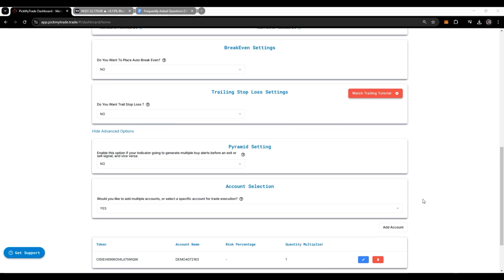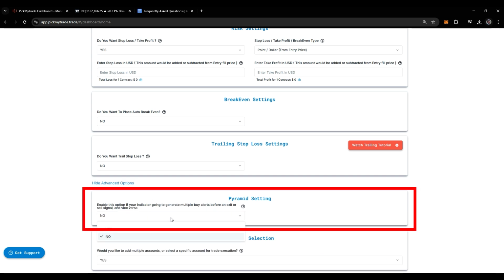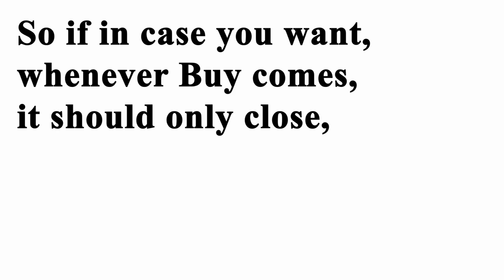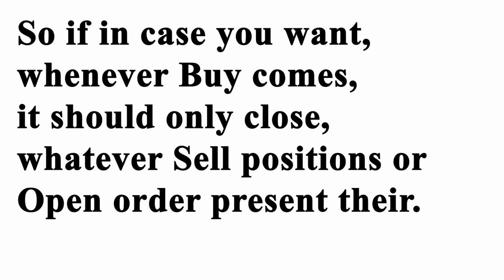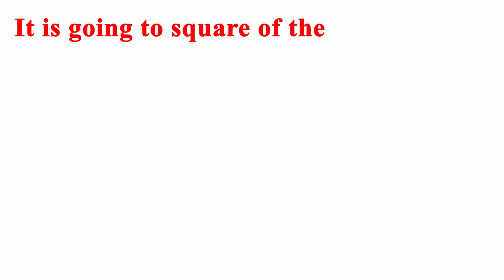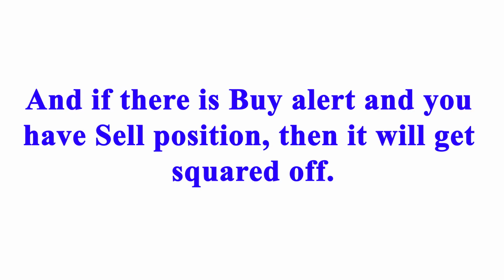Now we will see some advanced features in the Generate Alert. Once you go there, it shows the pyramid settings. If you want that whenever a buy comes, it should only close whatever sell positions or open orders are present there, select Yes. If you select No, then it is going to behave normally. But if you select Yes, it is going to square up the previous position only when there are opposite positions. And if there is a buy alert and you have a sell position, then it will get squared off.